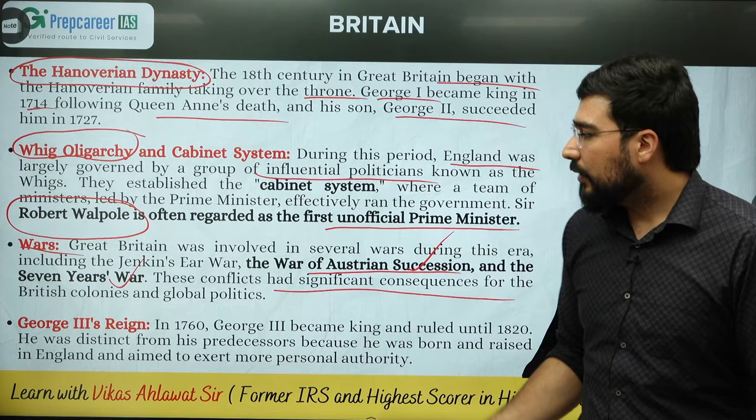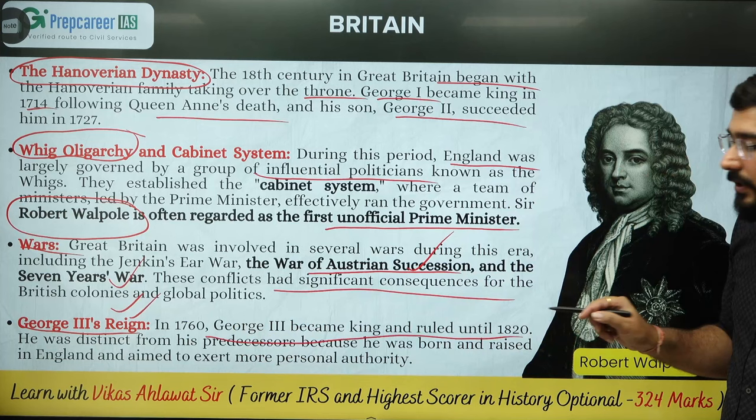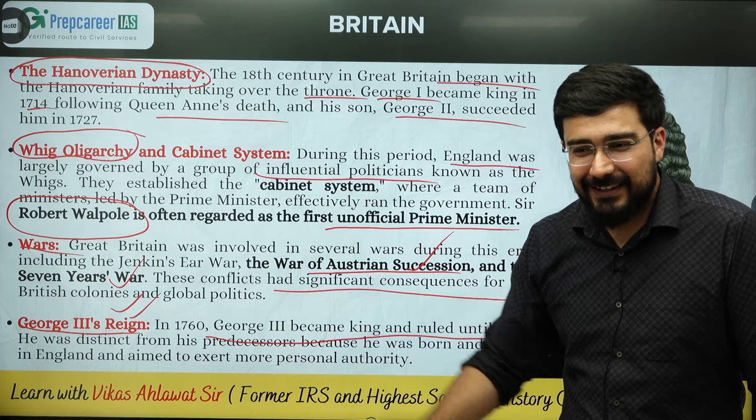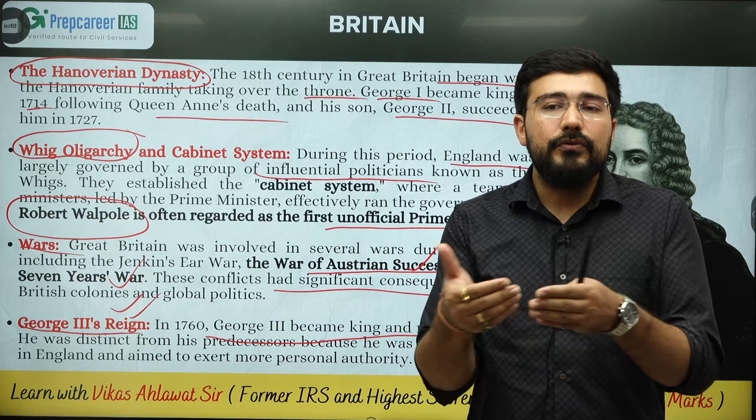Remember his name, it is very, very important. In 1760 he became the king and he ruled till 1820. It makes our life easy that we have to remember one name for this whole part. And why is he important? Because when the American War of Independence is going to happen, they send a plea to King George III that please remove these taxes. But the king did not listen.